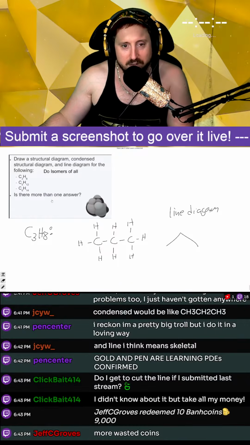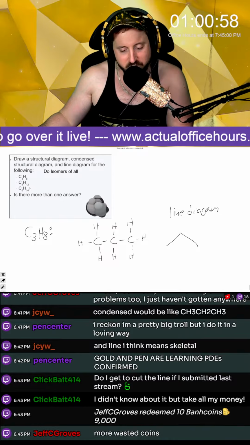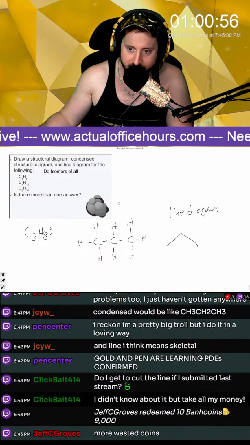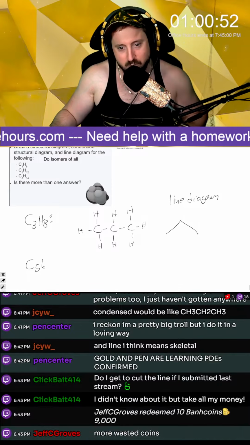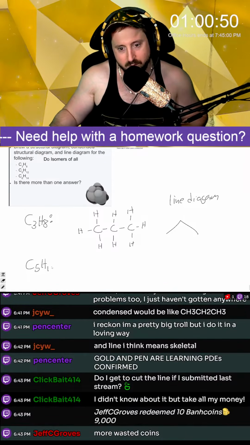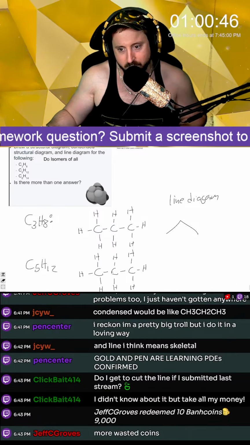And then, is there more than one answer? I don't think so with the number of hydrogens. If there were a different number of hydrogens, I think you could put double bonds and triple bonds on things, right? Right, so like C5H12, I think is just this, but then we just add another 2 of them, right?